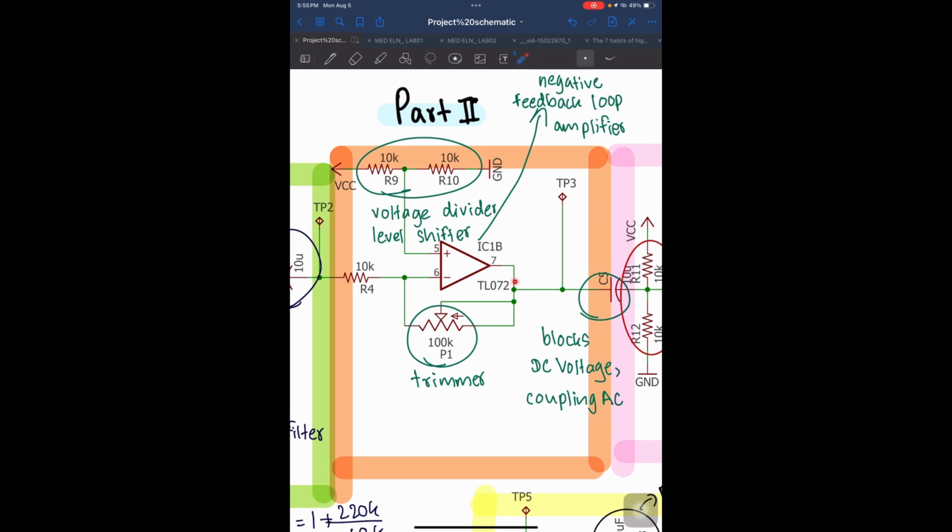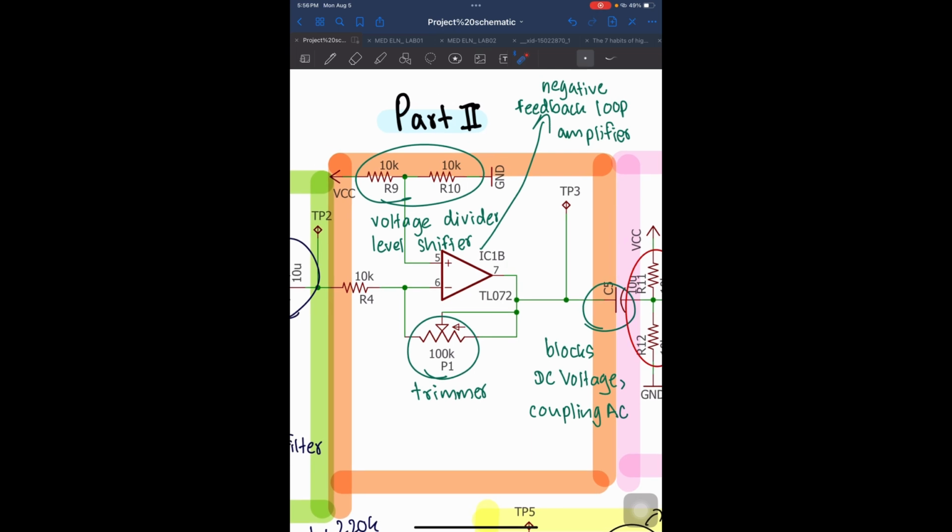For stage 2, the same IC is used for another stage as a negative feedback loop amplifier. This is how the output voltage of an amplifier is returned to the input 180 degrees out of phase. This stage focuses on adjusting the gain and ensuring the output signal is properly centered to avoid clipping. Negative feedback stabilizes the gain and improves the linearity of the amplification. The output voltage is returned to the input 180 degrees out of phase.